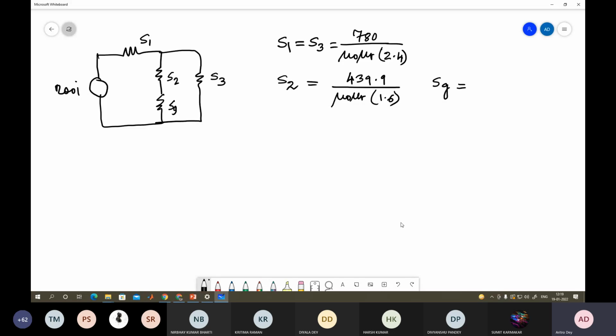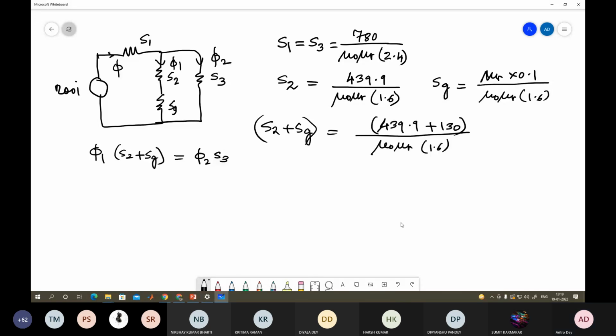So S2 plus Sg is supposed to be 439.9 plus, mu r is 1300, so 130 we can write over here, divided by mu 0 mu r into 1.6. So what I told, phi 1 into S2 plus Sg is equal to phi 2 into S3. So this is our total phi. This is your phi 1. This is your phi 2. So phi 1 into S2 plus Sg, what is your S2 plus Sg? It is 569.9 divided by mu 0 mu r into 1.6.